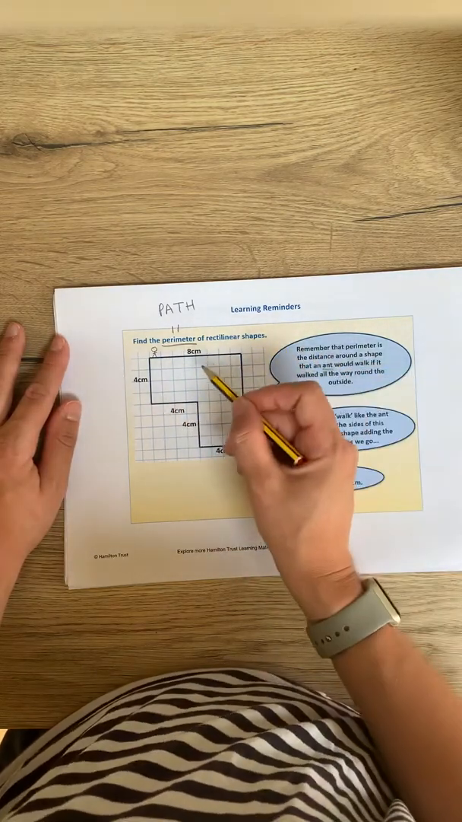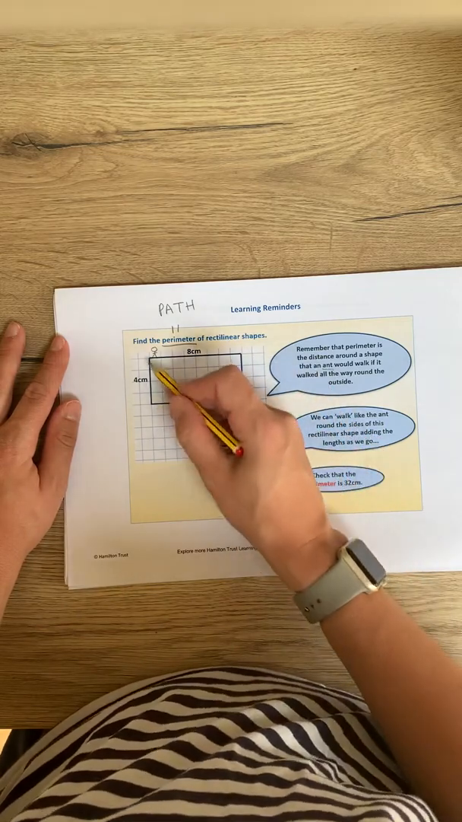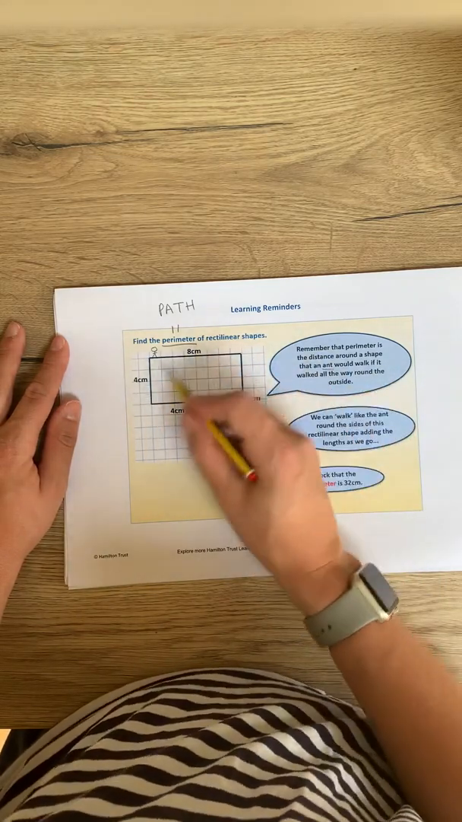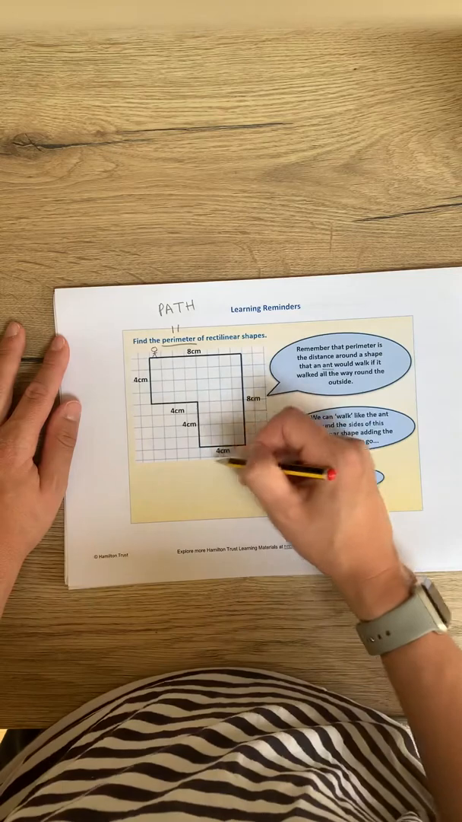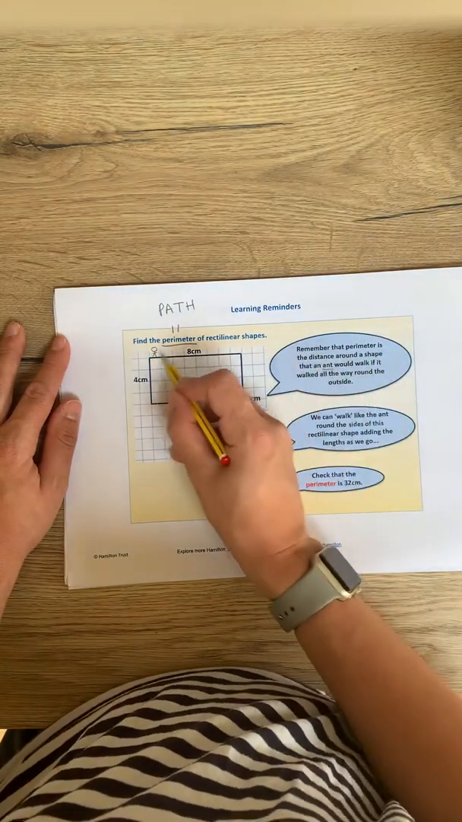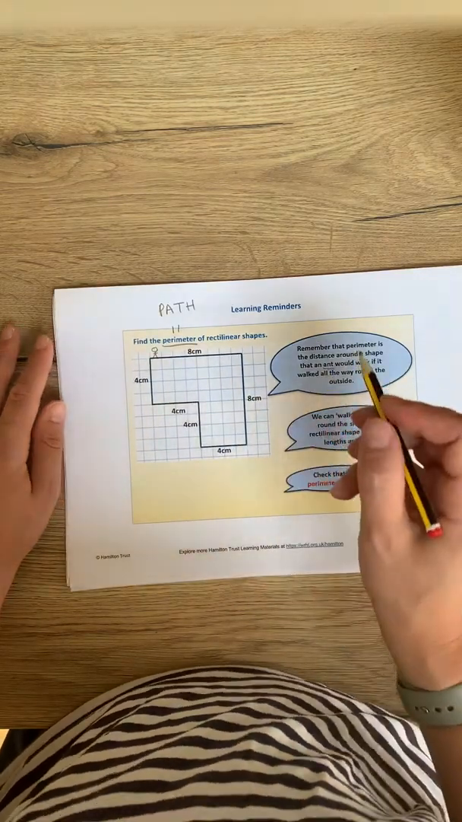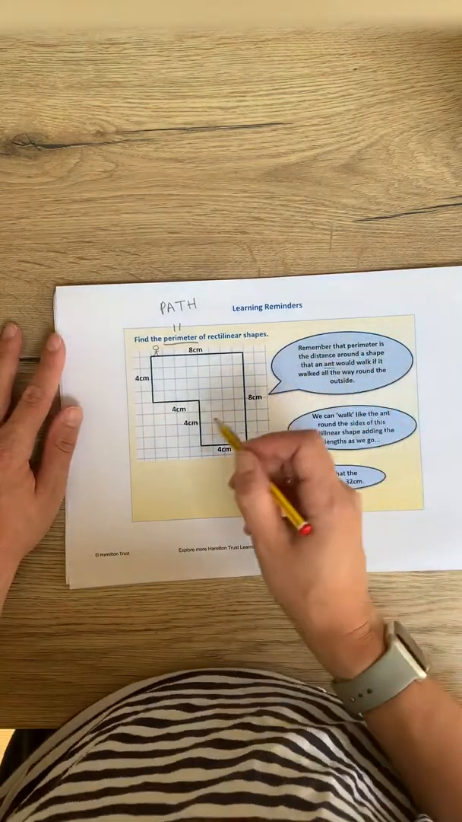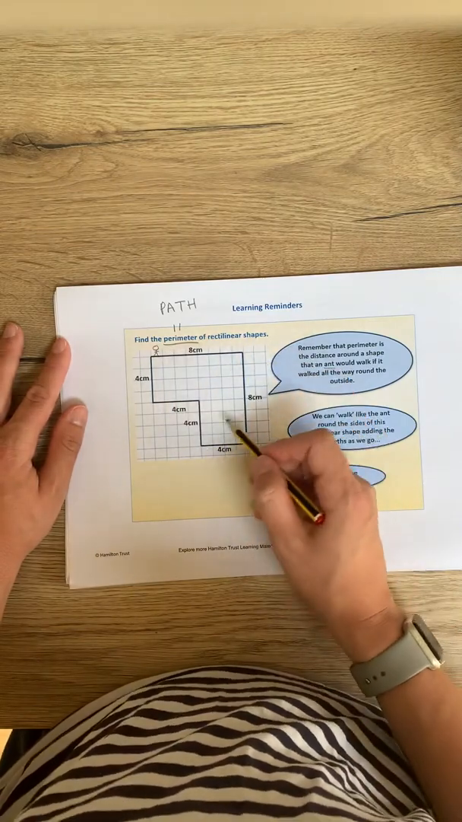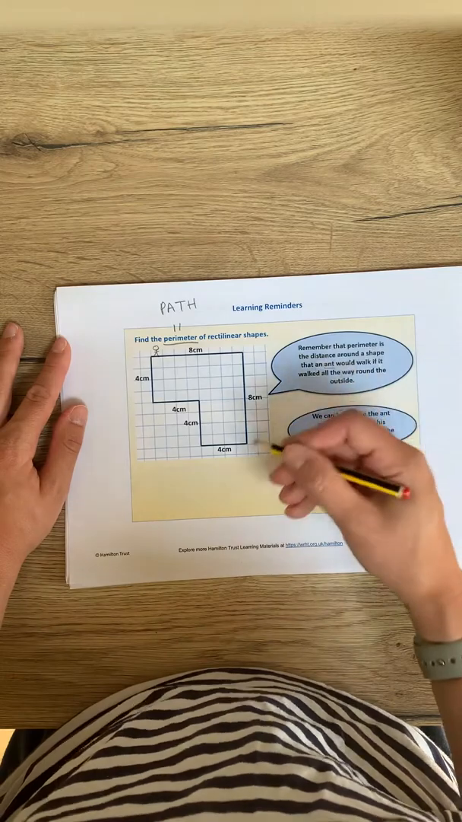So, in order to find the perimeter of this type of shape, we can't do any multiplying because it's not even, is it? It's not a complete rectangle. So the best way to do it is to go around each side and add the lengths together. Now, it's really important that as you are adding these lengths together, you are crossing them off, so you're not missing any out and you're not adding any twice.